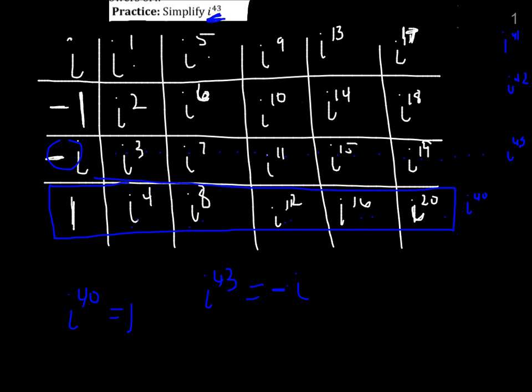That's what we do when we're simplifying. Because it's certainly easier to say negative i instead of i to the power of 43. It's much simpler. Alright, and that's it for that video.